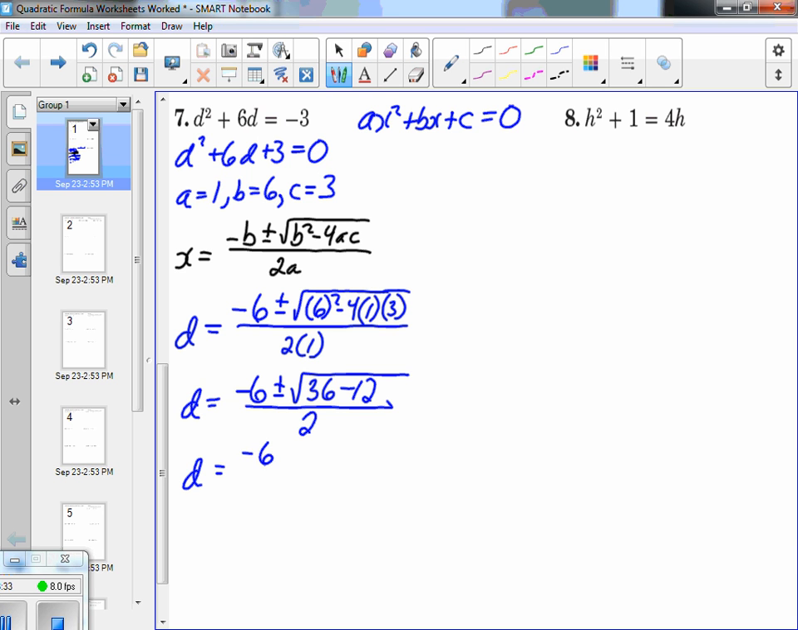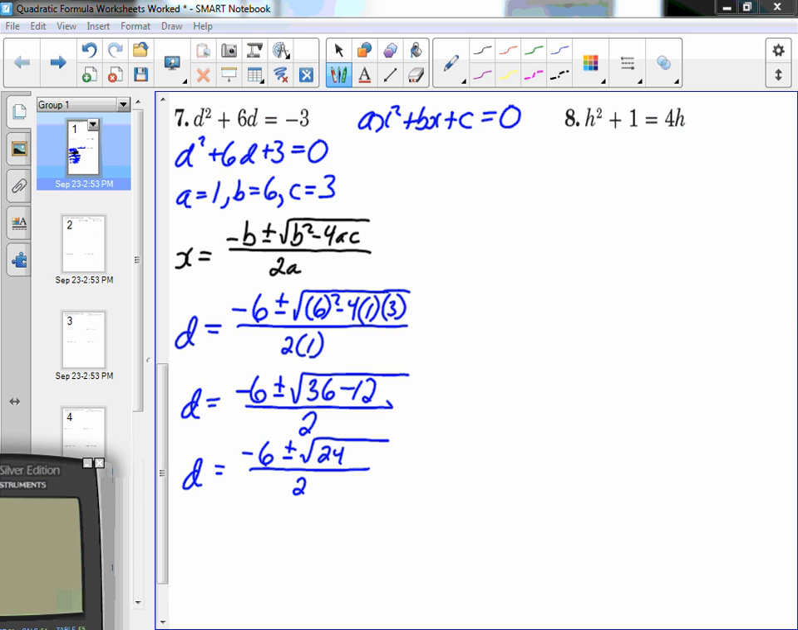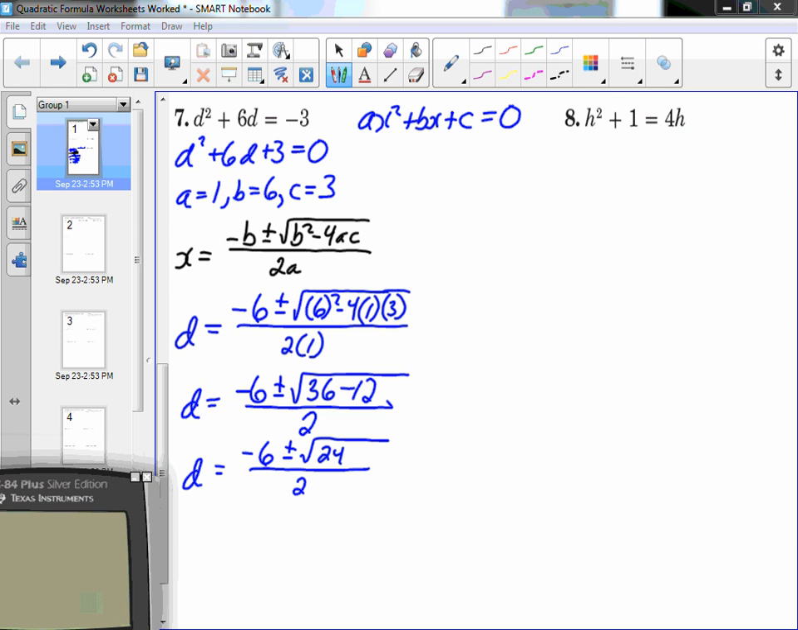Keep simplifying. Negative 6 plus or minus the square root of, what's 36 minus 12? 24 divided by 2. All right. Now, I think most of you recognize that 24 is not a perfect square. 25 is, but 24 is not. So we've got 2 options at this point. We either answer as a decimal, or we try to answer in simplest radical form. Right now, we're going for decimal.